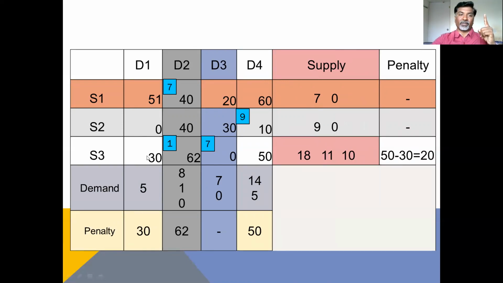Now only 2 cells remain, 30 and 50. In this case, we have to check the difference between 50 and 30. 50 minus 30 is 20. So scan the penalty values. After scanning the penalty values, we come to know that 50 has more penalty value. Then scan the cells from this particular column. In this column, the first row and second row are finished. Only one cell remains, so we select this 50 cell.